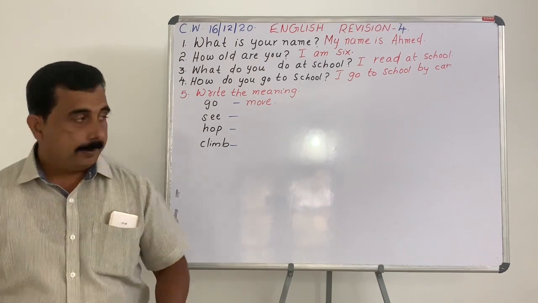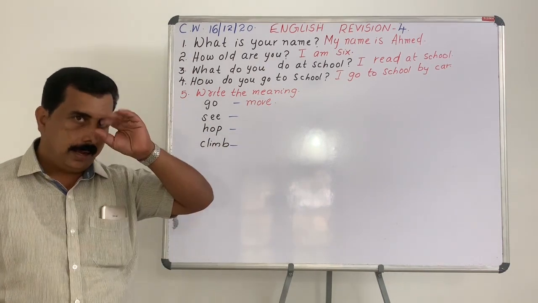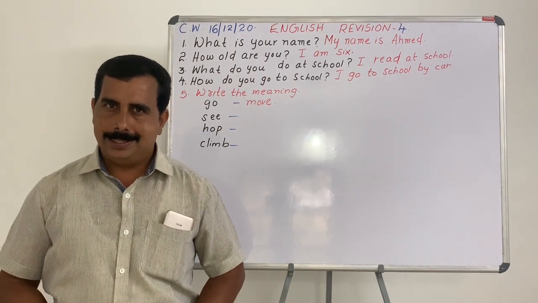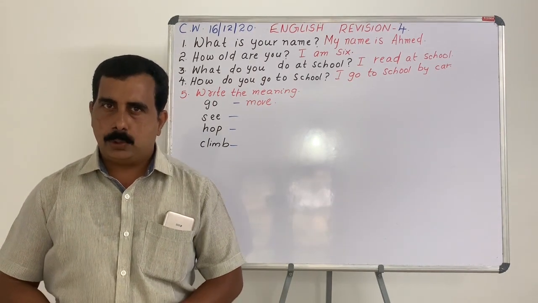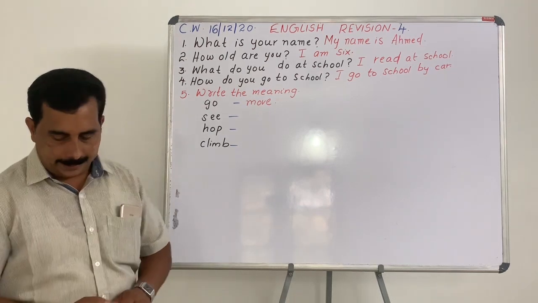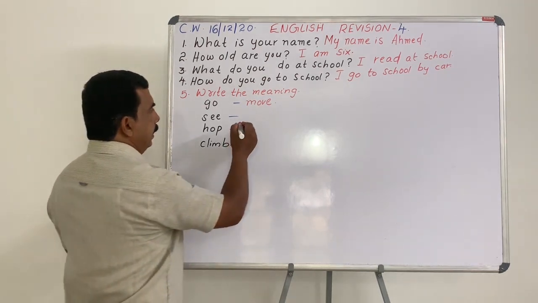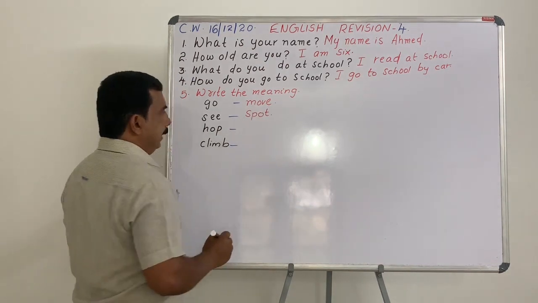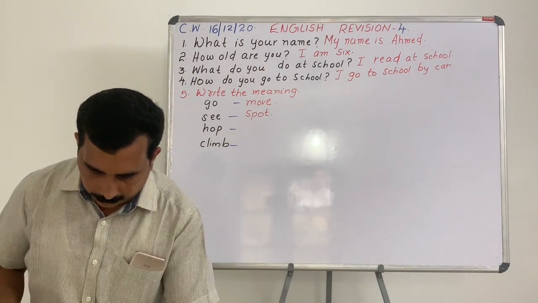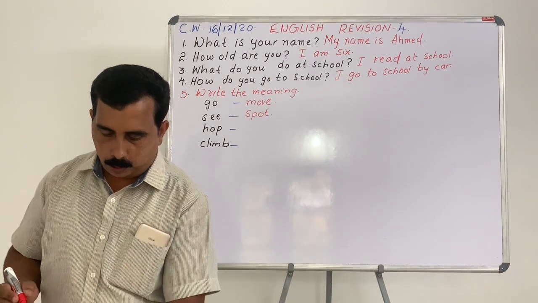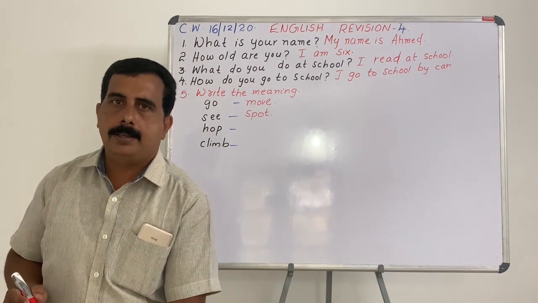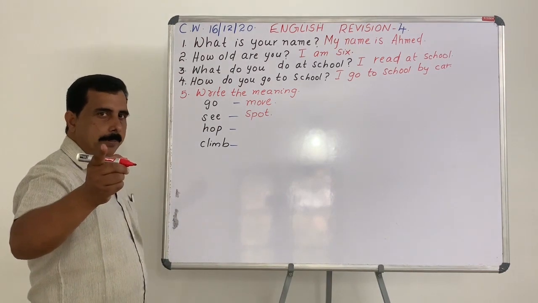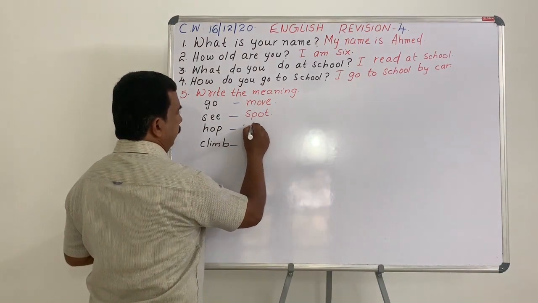Muhammad Ahmad Almas, can you say the meaning of see? I see, I can see. Yes, I can see you, Muhammad. Okay, so I called your name. So, what's the meaning of see? Very good, Muhammad. See means spot, S-P-O-T, spot. Okay, next is hop. I want Muhammad Momin. Muhammad Momin, what's the meaning of the word hop? Yes, very good, Muhammad. Hop, jump.